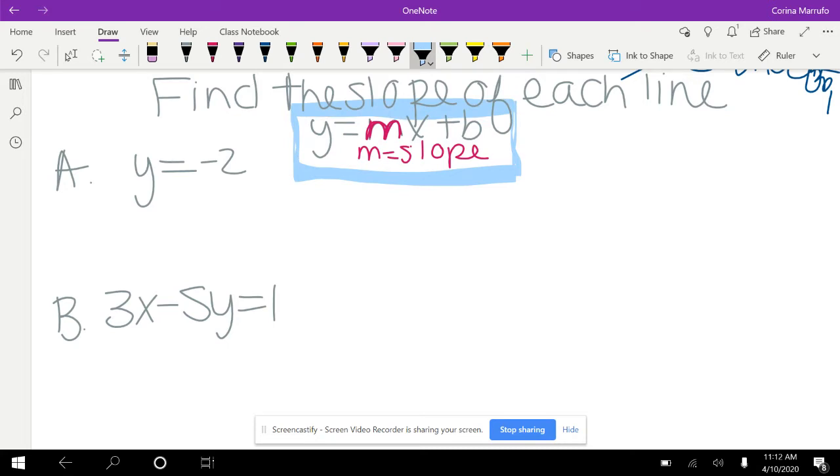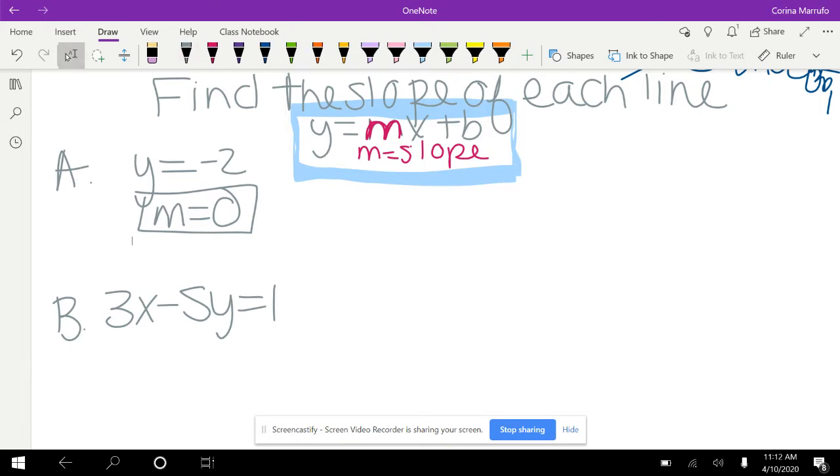So if we look here, it says y equals negative 2. So it doesn't have an x in there. Because it doesn't have an x in there, that means that our slope here is 0. Our m equals 0. Just because it doesn't have a number being multiplied with the x. But it is in the form of y equals. And that's it for that one.